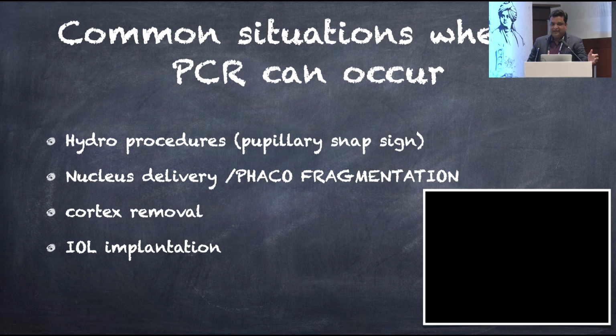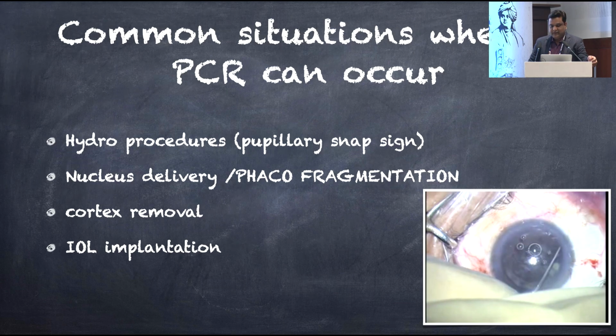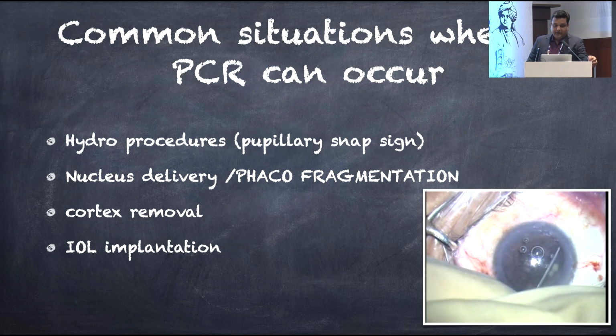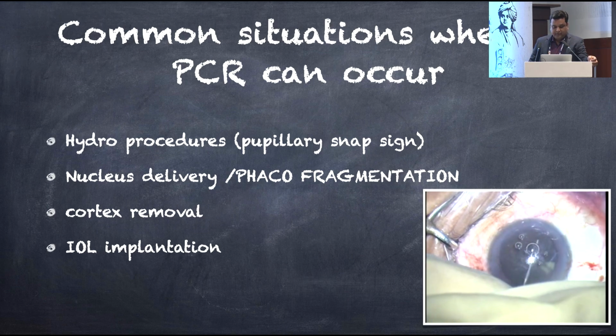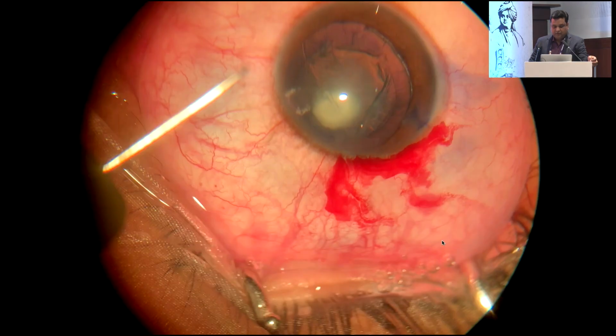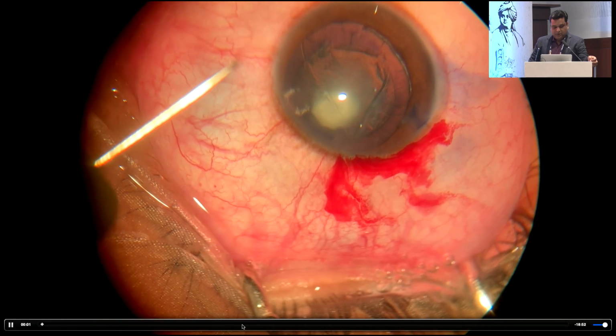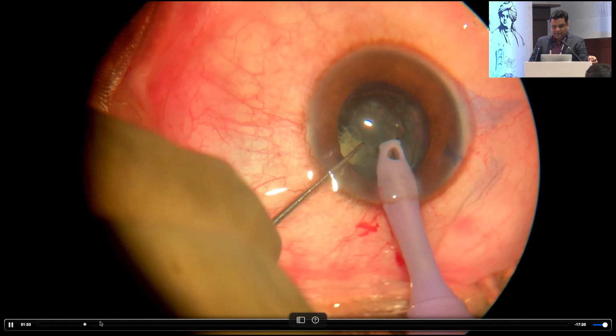PCR can occur at any stage of surgery, especially in cases of hydro procedure. You have to identify it very early. Some signs like pupillary snap, or it can happen during nucleus delivery or phacofragmentation. This is a video of a PCR which you can see after the hydro procedure.